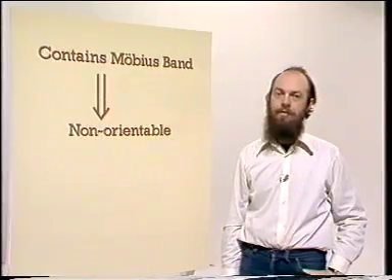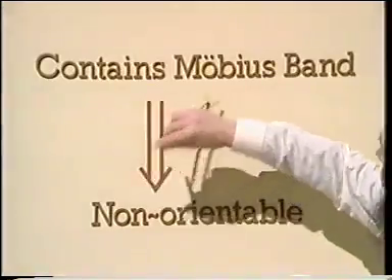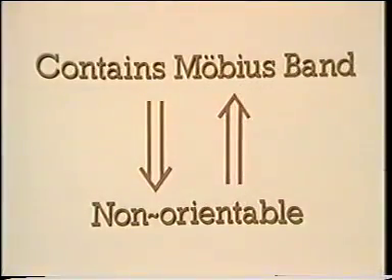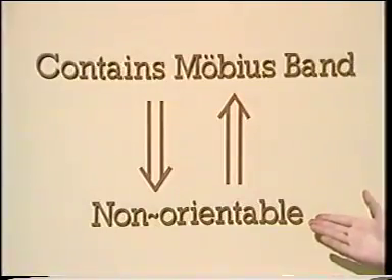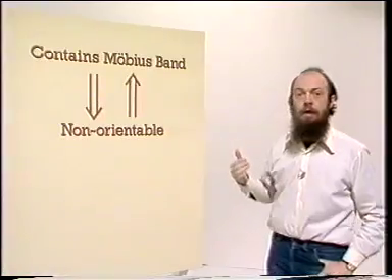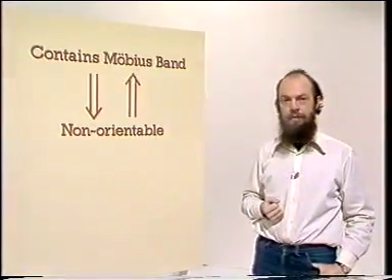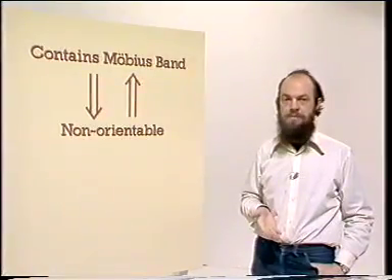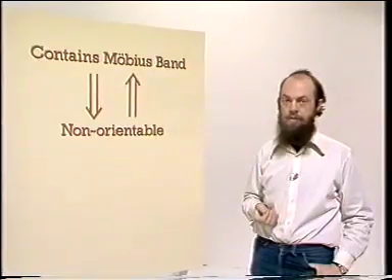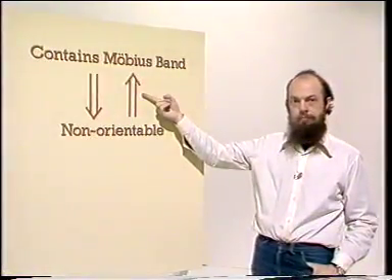Well, that's half the theorem, but we can actually prove that the converse is also true. If a surface is non-orientable, then it contains a Möbius band. And this full theorem is a simple criterion for orientability. The non-orientable surfaces are precisely those which contain a Möbius band. But we still have to prove this part of the theorem.